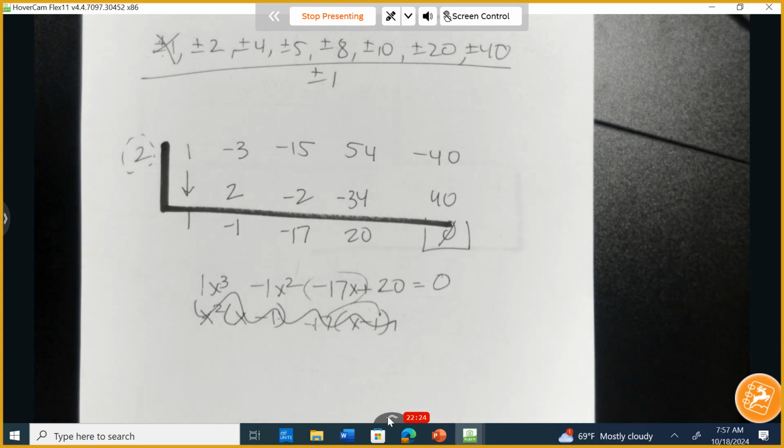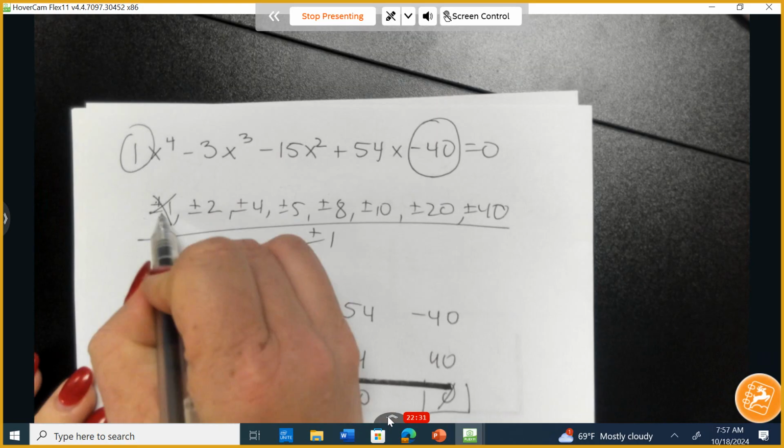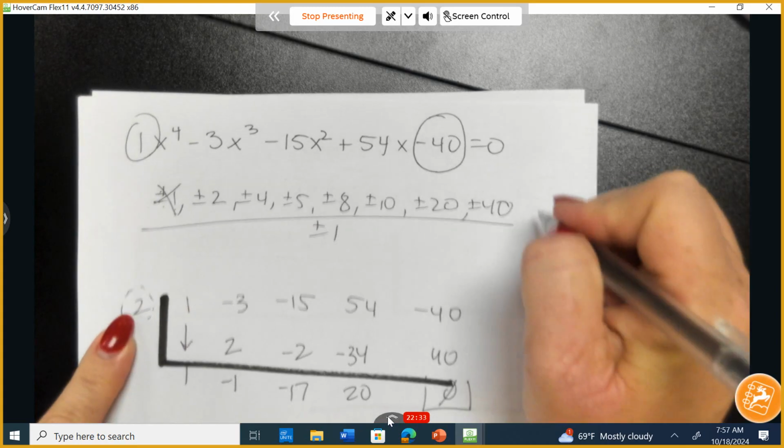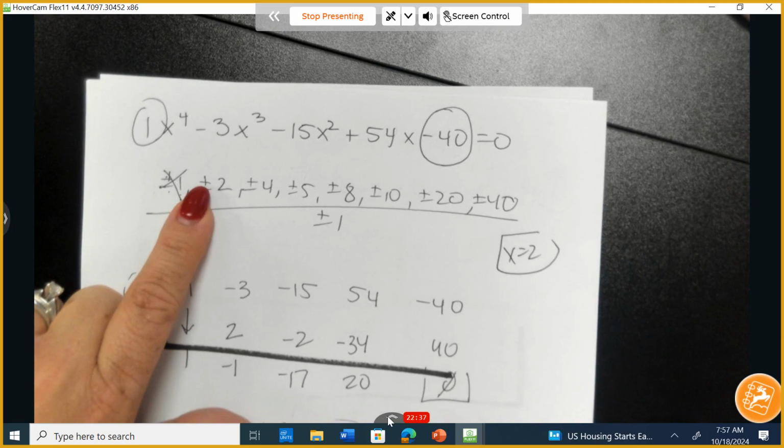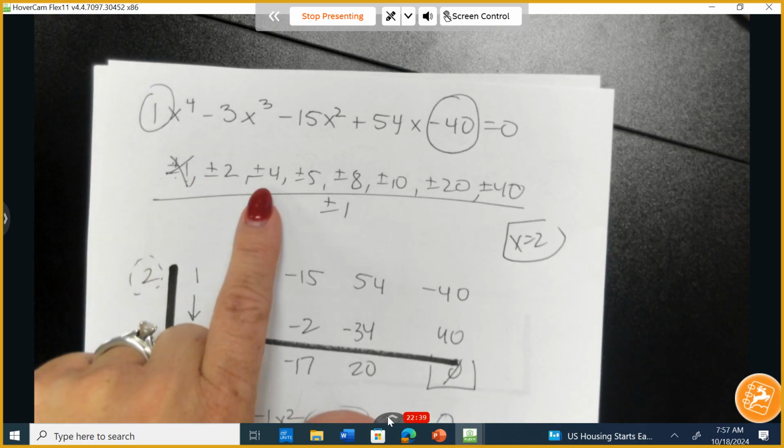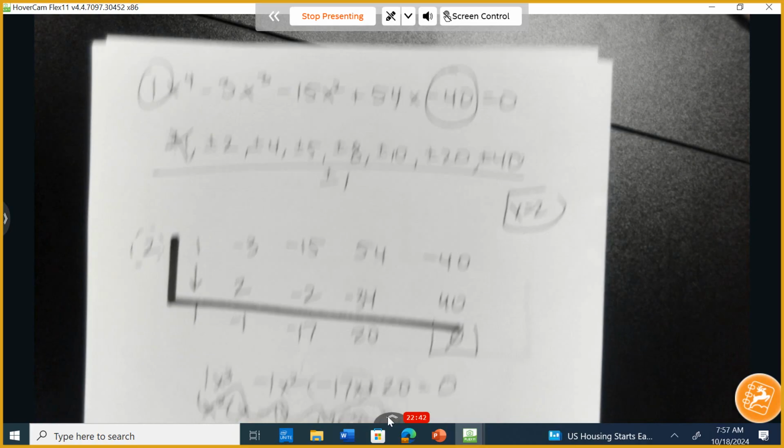Does negative 2 work? Anybody, did negative 2 work for boys that tried it? Or girls that tried it? Yes or no? Negative 2 did not work. Okay, so we've tried 1 and negative 1. It didn't work. Hey, 2 works. I'm writing down x equals 2. Now, people have tried negative 2. It doesn't work. Let's try right now. Do me a favor. Let's try 4. If it doesn't work, we'll try negative 4.